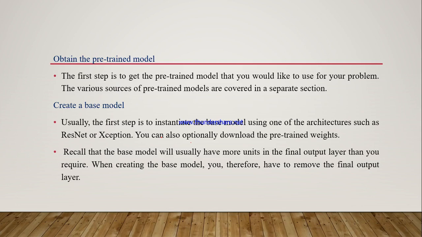One is called obtain the pre-trained model, that is the model you'd like to use for a problem. Based on the problem, we can take a predetermined model and create a base model. You usually have more units in the final output layer. Remember, when creating the base model, you have to concentrate more because you have to remove the final output layer here. The next step is to obtain the pre-trained model and create a base model.